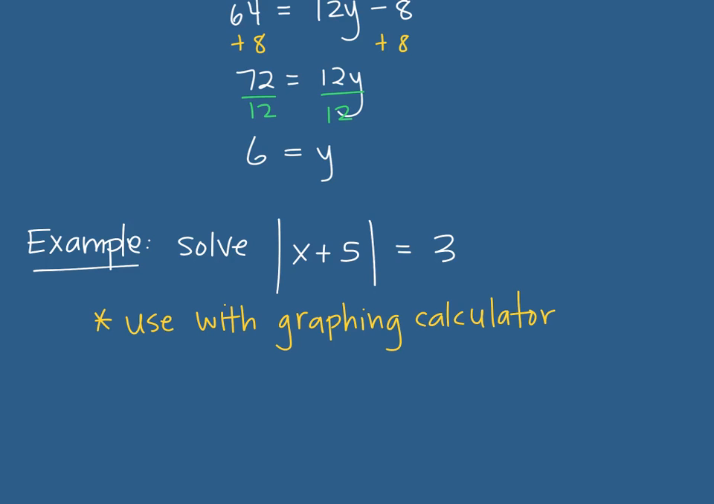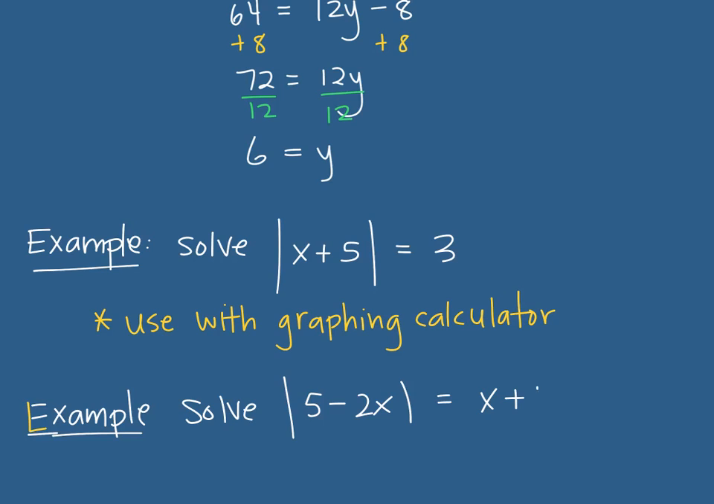Let's try one more for practice. Okay, so the last one we're going to do is this. All right, so let's solve absolute value 5 minus 2x equals x plus 1. Okay, 5 minus 2x equals x plus 1. So I'll give you a minute to copy that down into your notes. And then go to your graph, or your calculator, and change your y equals equations.